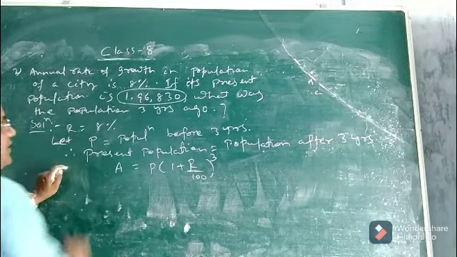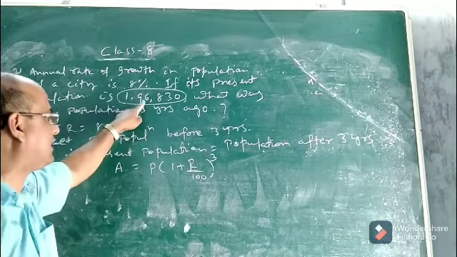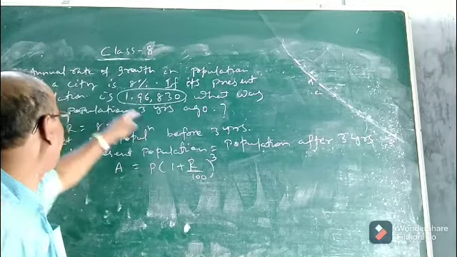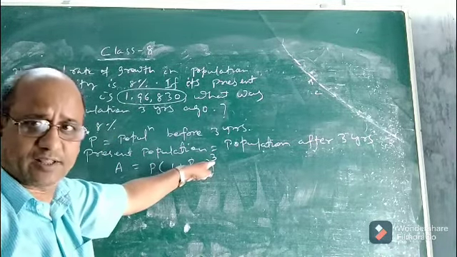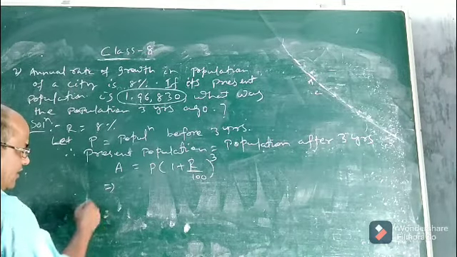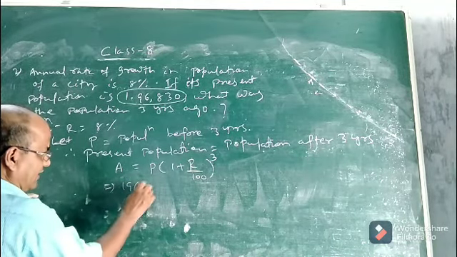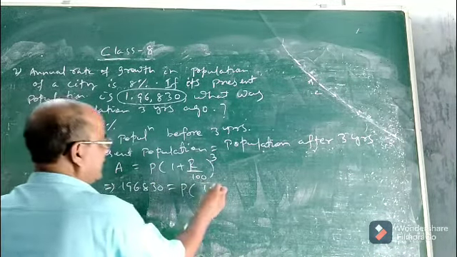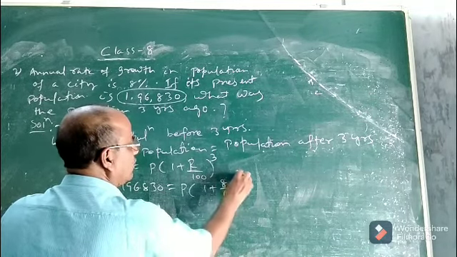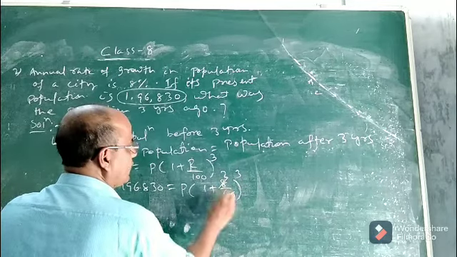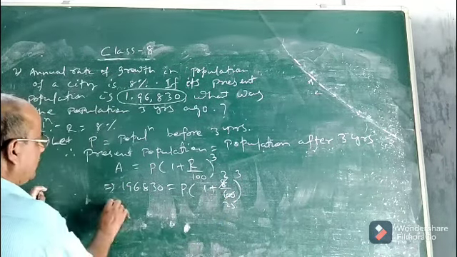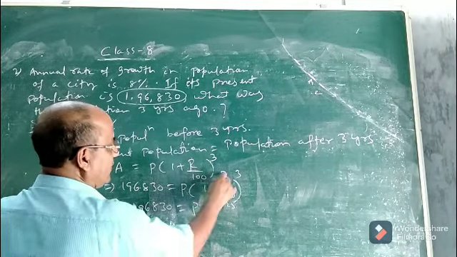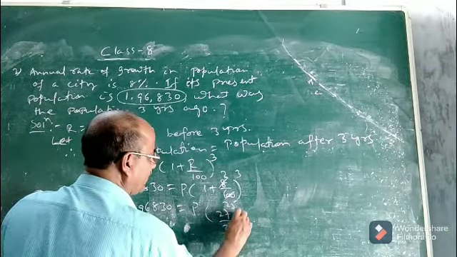A is the present population given, 1,96,830. So in place of A we put this value, in place of R we put 8, and in place of n we put 3. Then we solve the equation to find P. So 1,96,830 equals P into 1 plus 8 by 100, whole to the power 3. Now cancel by 4. So this will be 1,96,830 equal to P into 25 plus 2, that is 27, by 25, whole cube.